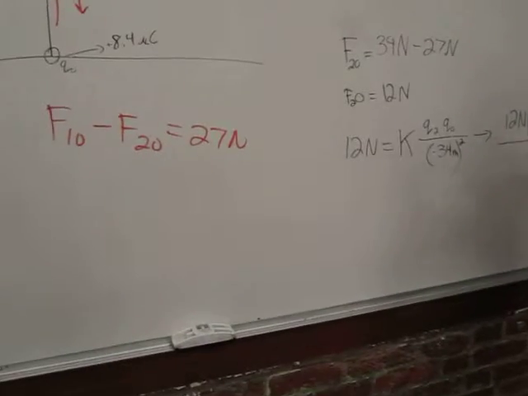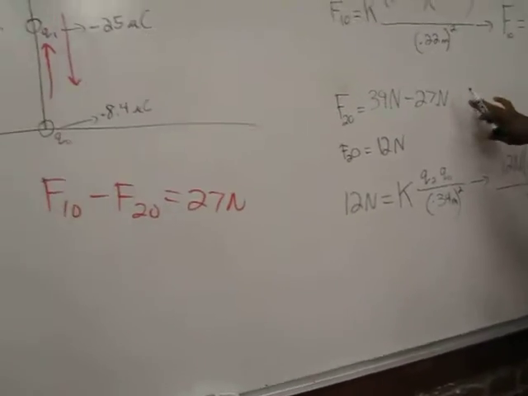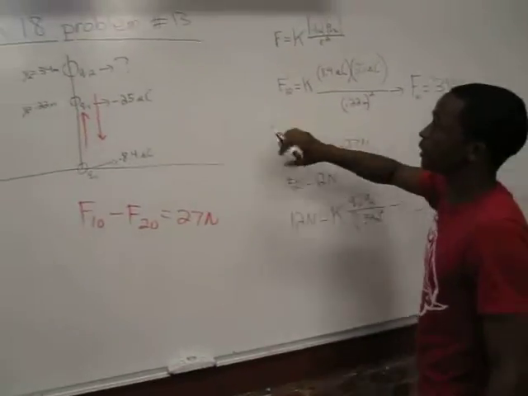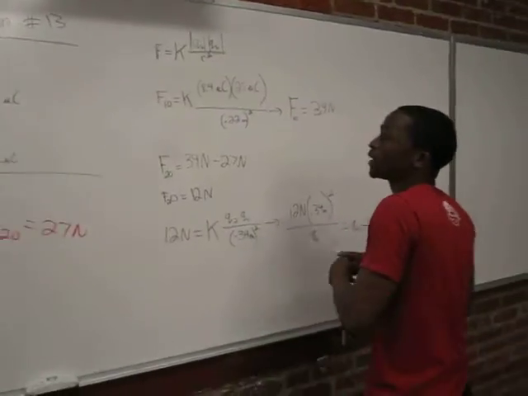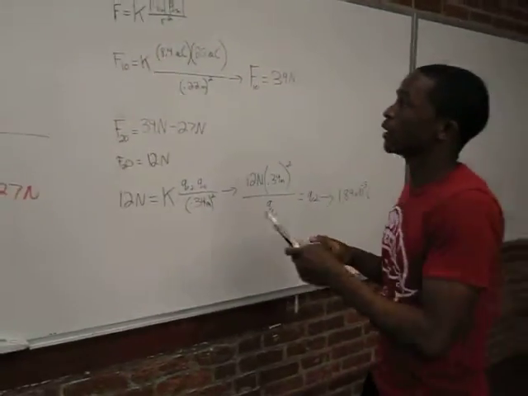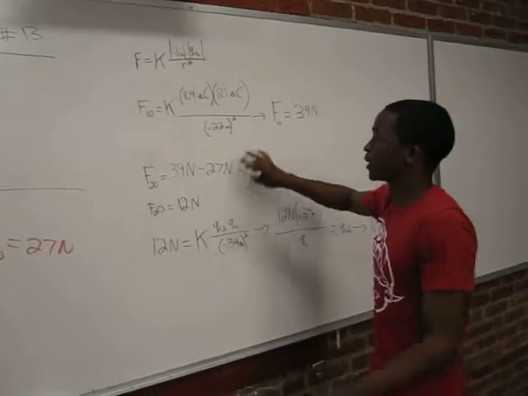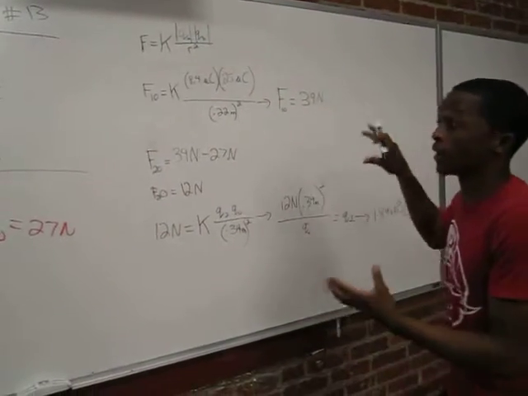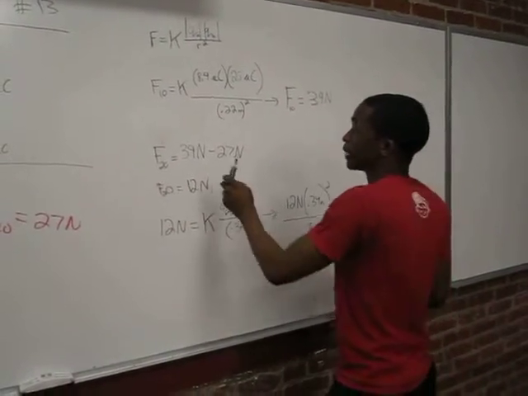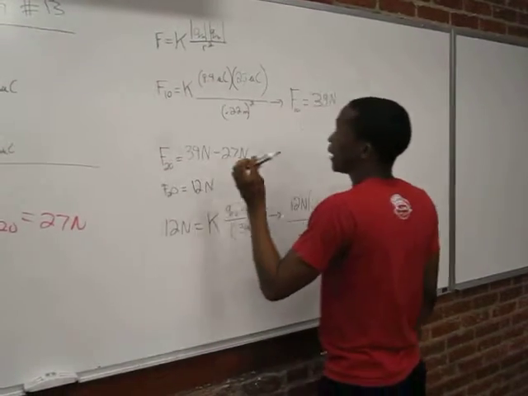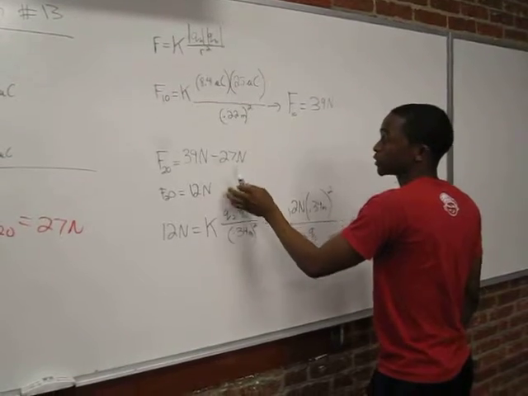Based upon the problem, they tell us that the net force in the system is positive 27 newtons, upward, in the plus y direction. So we know that the force between Q2 and Q naught has to be 12 newtons, simply because the forces are going in opposite directions, and now we know the value of the force between Q1 and Q naught, and we know the difference between the two forces.